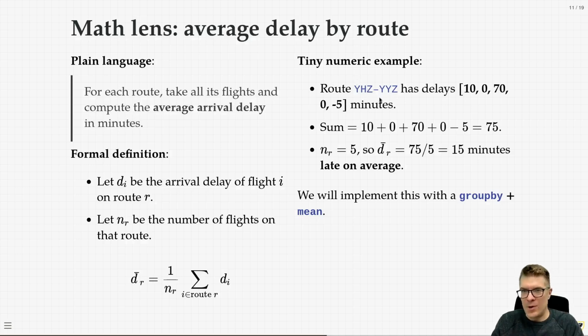In this next example, it's Halifax to Toronto, to Pearson Airport. We only have 5 flights measured between Halifax and Toronto. The first one has a 10-minute delay, then a 0-minute delay, a 70-minute delay, a 0-minute delay, and the last one is 5 minutes early. Summing up over all these delays is a total delay of 75 minutes. There are 5 flights, so 75 divided by 5 is 15, and we're good. So on average, a flight from Halifax to Toronto is 15 minutes delayed.